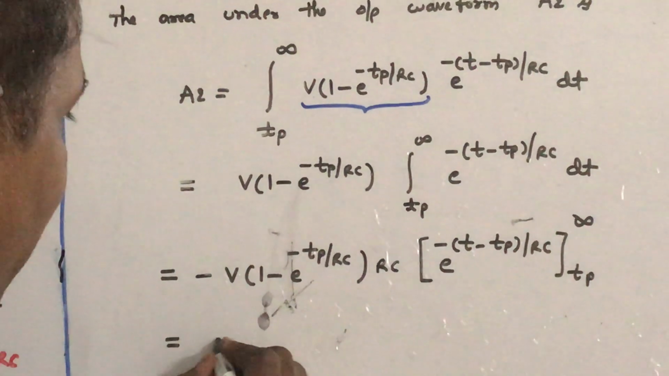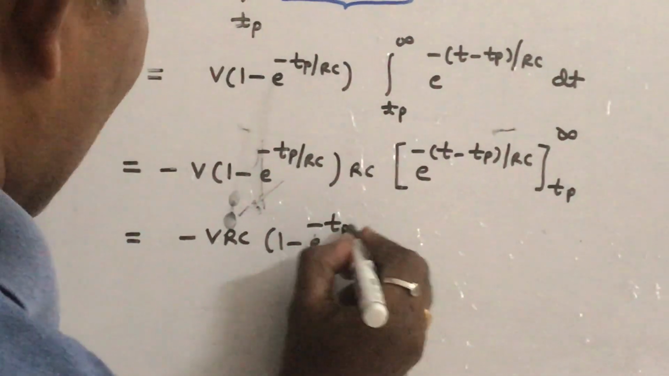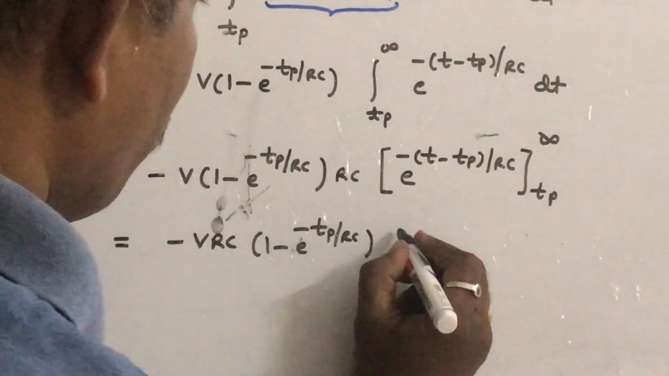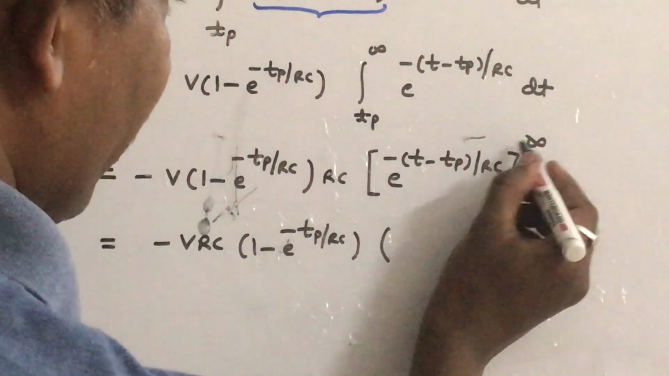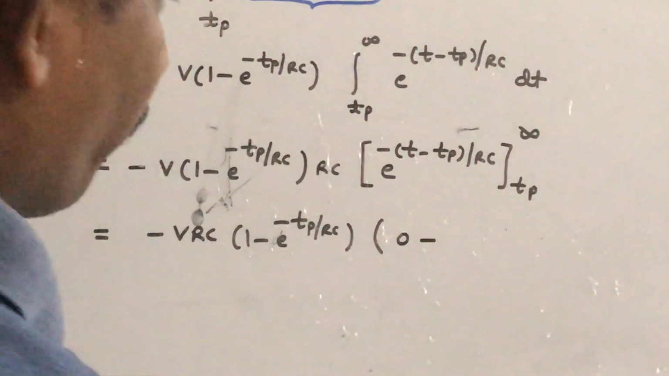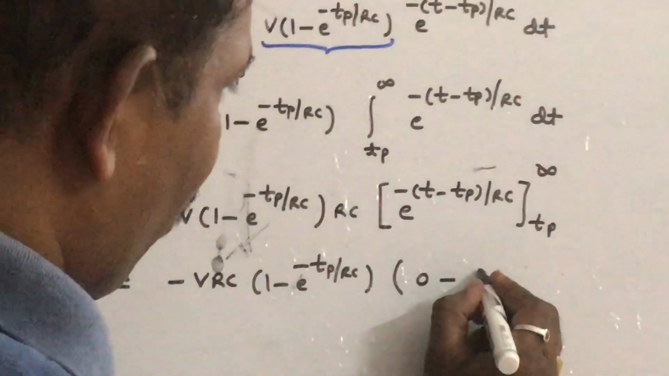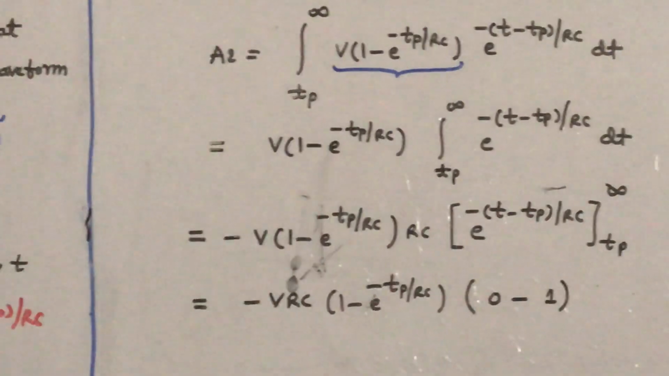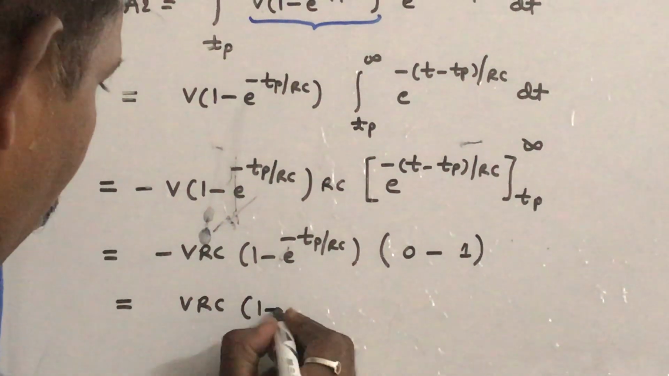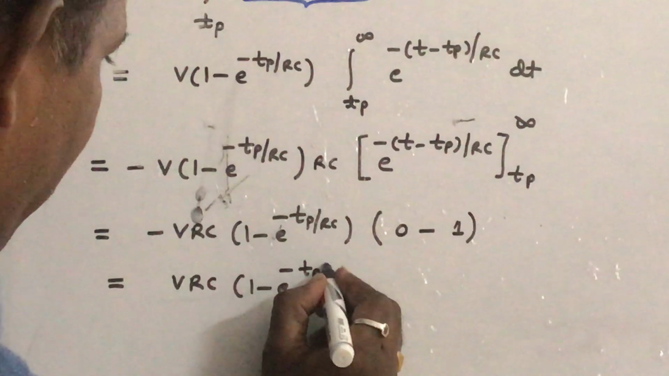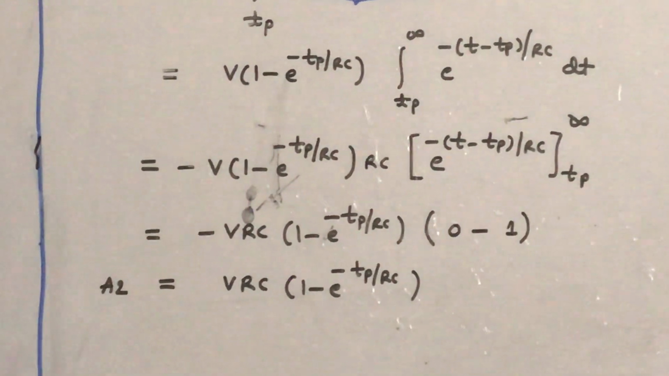So I can write it as minus VRC, 1 minus e power minus Tp by RC into, if you substitute the limits: in place of t, infinity, e power minus infinity is 0; if you substitute t as Tp, minus Tp gives 0, e power 0 is 1. So minus into minus plus. Therefore this is written as VRC into 1 minus e power minus Tp by RC. So this is the area A2.